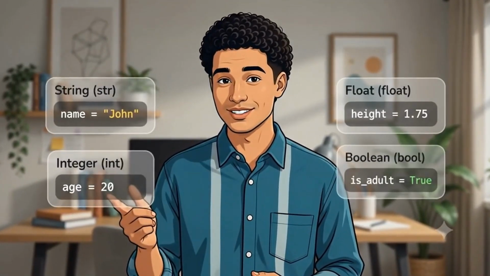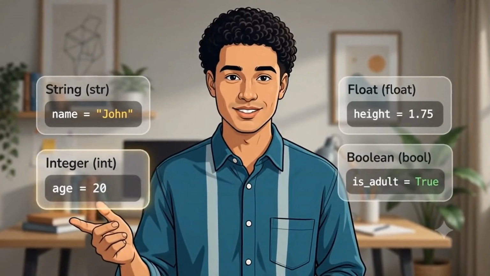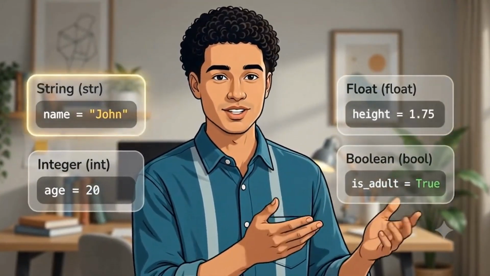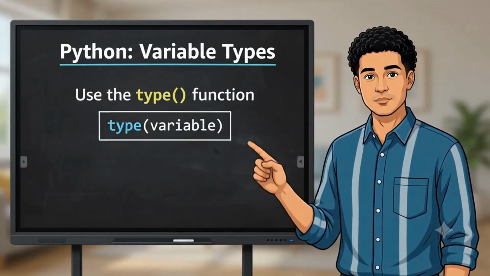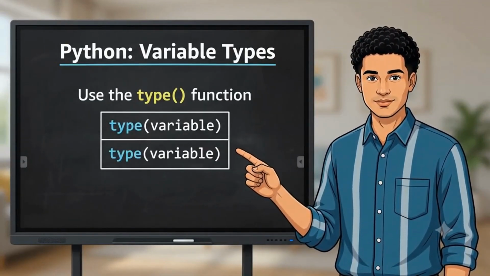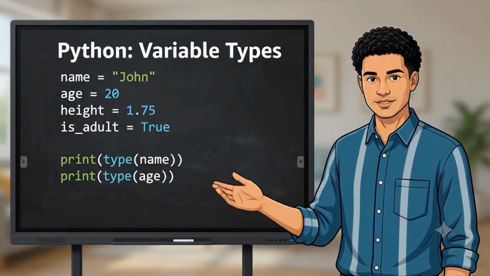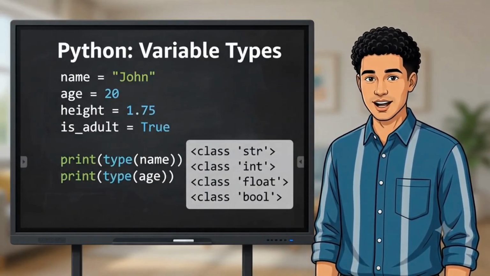What types of variables exist in Python? We have strings, integers, floats, and booleans. They store text, numbers, and true or false values. Want to find a variable's type? In Python, use the type function. Pass the variable into the function. This reveals the stored data type.